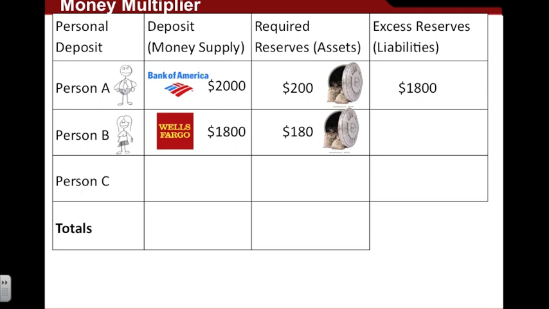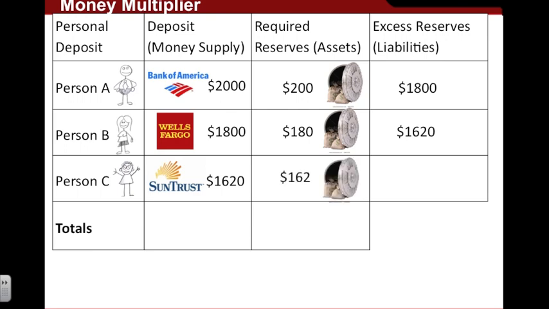Wells Fargo, just like Bank of America, will have left over some excess reserves. And these excess reserves come from the original deposit. Let's say they have $620 left over. Okay, so Wells Fargo will have $1,620 left over. Let's say they loan the entire amount to person C. That $1,620 goes to person C, and person C's bank, SunTrust, has to hold 10%, $162. Well, then SunTrust is going to have in their excess reserves $1,458. And this process can continue to go on and on and on until this money runs out.